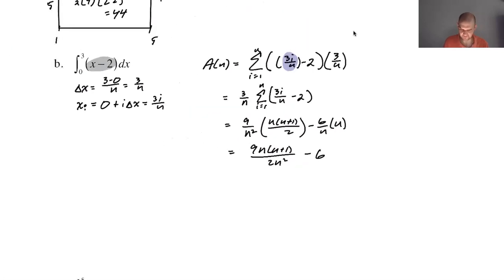Okay, so what do we do from there? This is our area as a function. It's an area approximation as a function of n. So if n is 5, plug in 5. It'll give you the approximation using 5 rectangles.